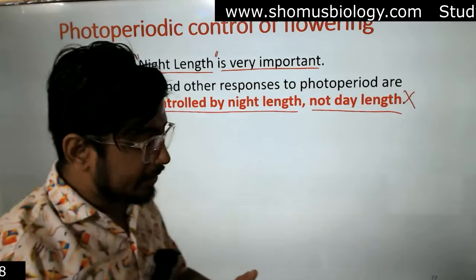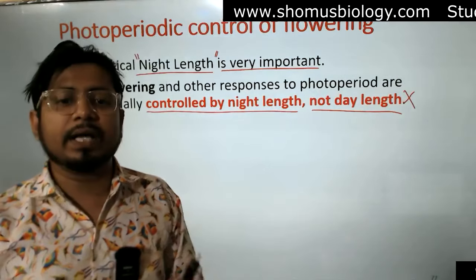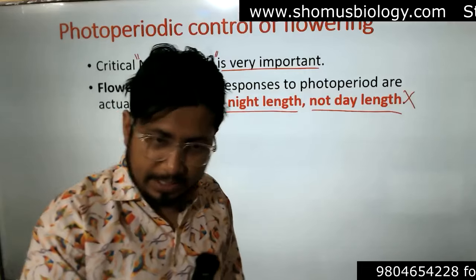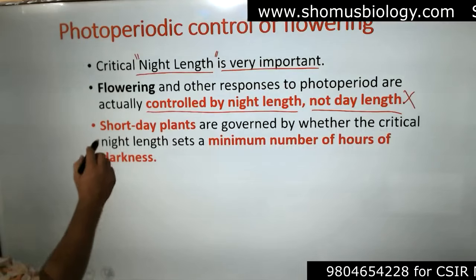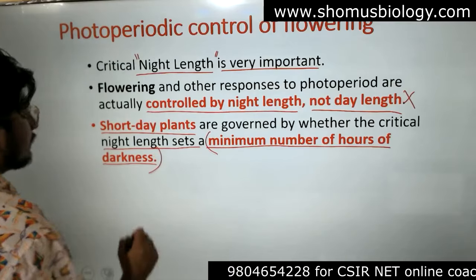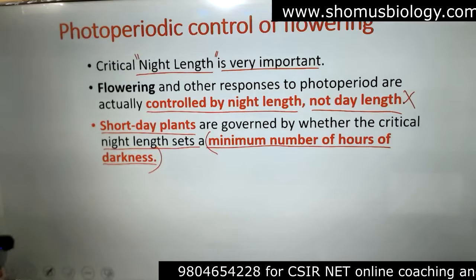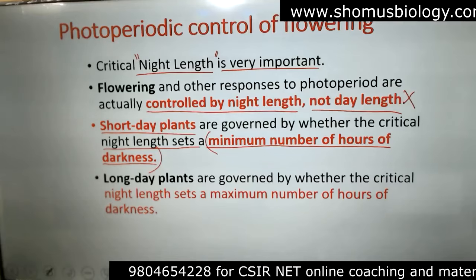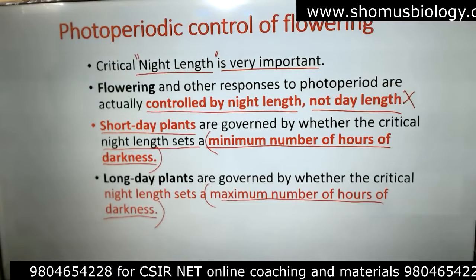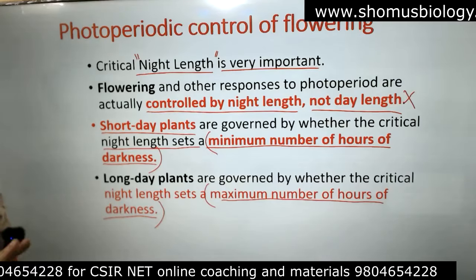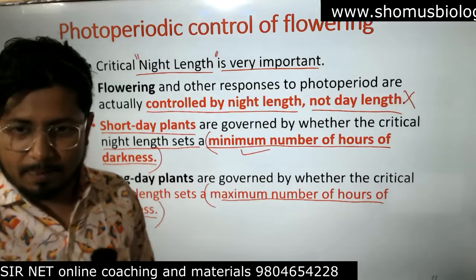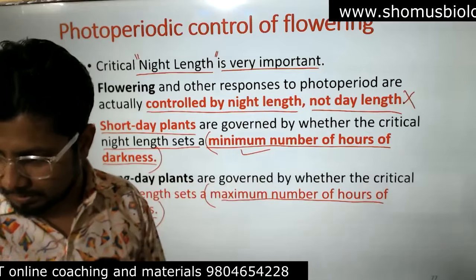So although we call them long day plants and short day plants, we need to always look for the night length, the length where there is no sunlight and no artificial light. Short day plants are governed by whether the critical night length sets a minimum number of hours of darkness. And long day plants are governed by whether the critical night length sets a maximum number of hours of darkness. Reverse of what we understand. Maximum number of hours of darkness means accumulation of more PR. And minimum number of hours of darkness means accumulation of more PFR. So based on that, the response changes.